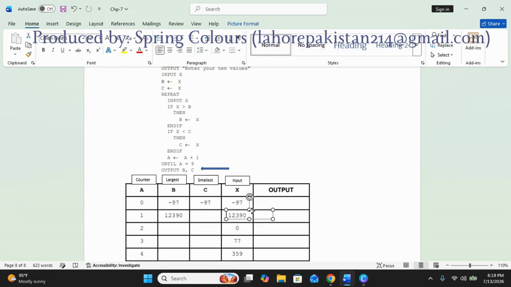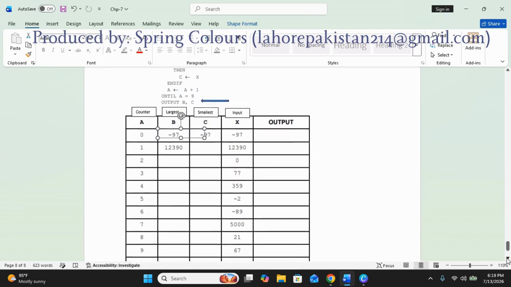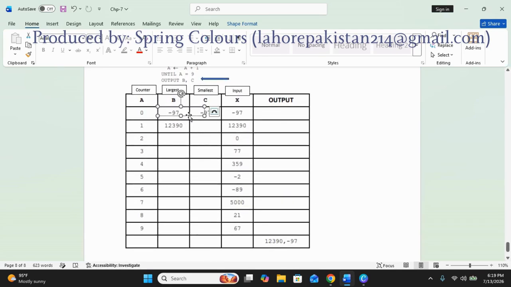Inside the loop, the second value is taken from the user, which is 12390. 12390 is compared with minus 97. As you know that 12390 is greater than minus 97, so it is now assigned to B. It has replaced minus 97, and the same 12390 is compared with C. As it is greater than minus 97 and C is supposed to store the smallest value, nothing will be stored inside C. Inside the loop, the value of counter will increase from 0 to 1.